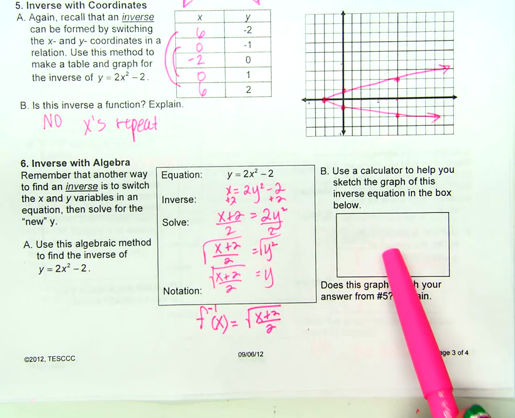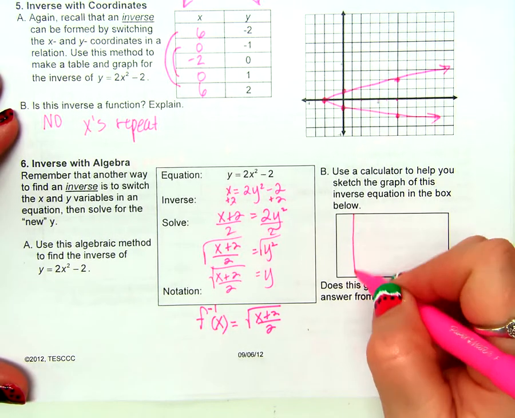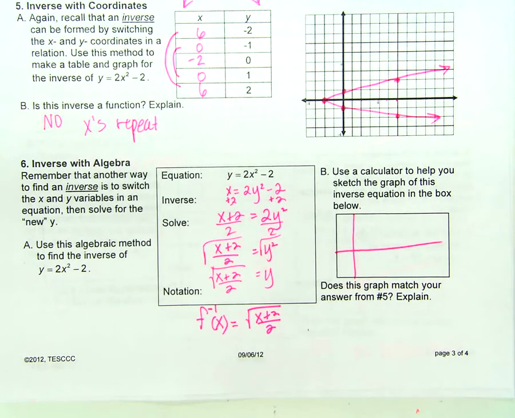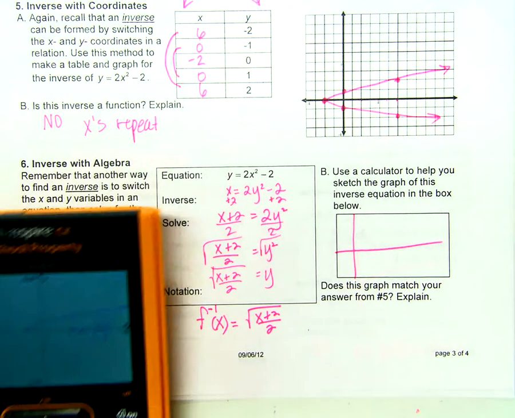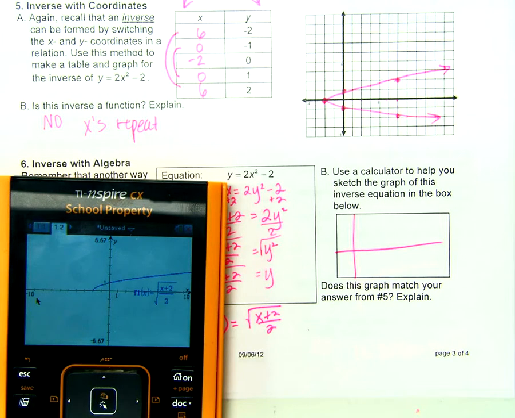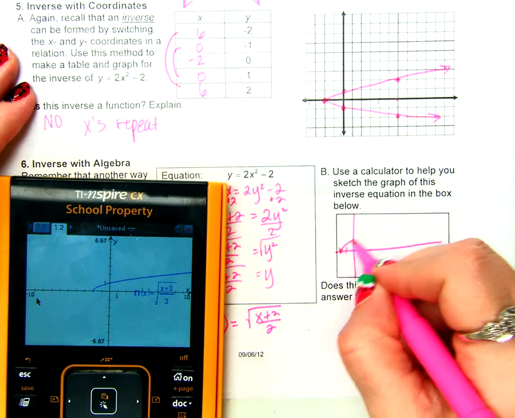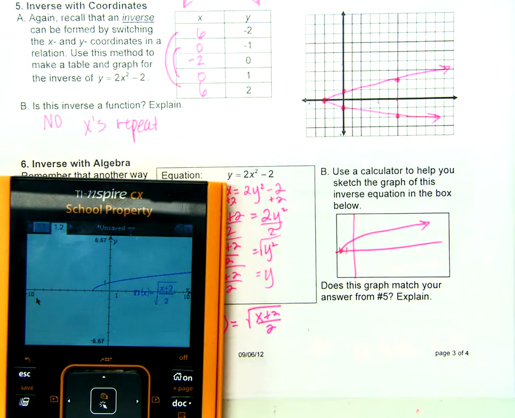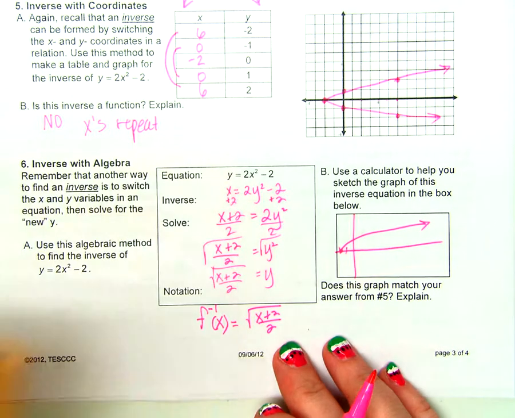Let's do B, and I think hopefully you'll see. Use the calculator to sketch the graph. Pretend my graph is straight. So it looks like that, right? Does this match our answer from number 5? Clearly it does not. Okay?